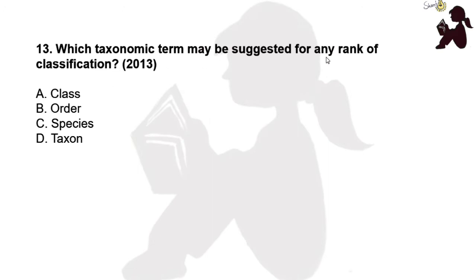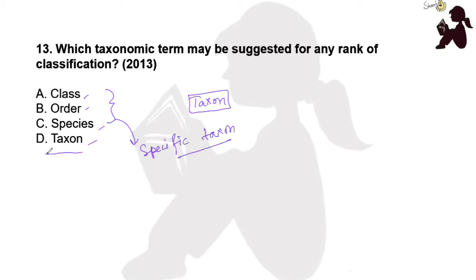Which taxonomic term may be suggested for any rank of classification? Okay, so here, the taxonomic term, the options are class, order, species, and taxon. The taxonomic term is here the taxon. Taxon is the answer because class, order, species, these three are specific taxon. Okay. So taxon is the answer of this question. Now let's move forward to the next question.